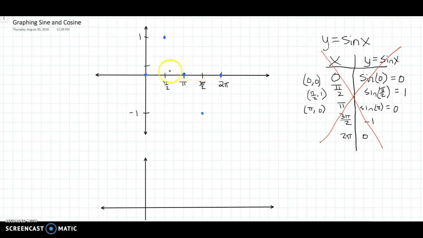What you can do when you're graphing sine is remember the pattern of sine. Now let's try and create a nice smooth curve as best we can, hitting those points and creating a curve, not connecting them in straight lines, but do connect them as a curve. So this is my graph of y equals sine of x.